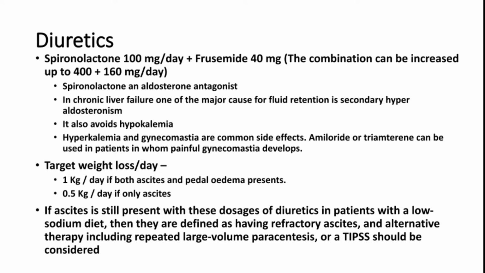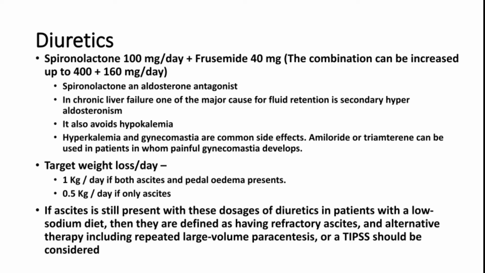We have to add furosemide with spironolactone. Normally we give 100 mg spironolactone with 40 mg furosemide. We can increase the dose depending on the fluid overloaded condition. The target weight loss every day in an ICU patient is 1 kg per day if the patient has both pedal edema and ascites, and 0.5 kg per day if only ascites is present. So half kg weight loss is recommended if the patient has only ascites or only pedal edema. 1 kg per day weight loss is recommended if the patient has both ascites and volume overload like edema.